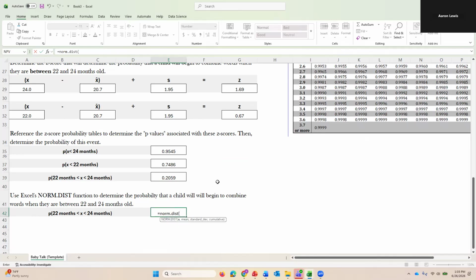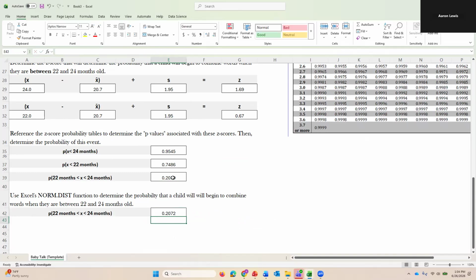Open your parenthesis. The first x you have is the upper bound, and that was 24. The mean of the sample is 20.7. Standard deviation of the sample is 1.95, and cumulative is true. Minus norm.dist. And this time we're going to use the lower bound, which was 22, and all the other inputs are the same, 20.7 for the mean, 1.95 for the standard deviation, and this is cumulative distribution, so we'll put true in one more time. And as you see, we get 0.2072.